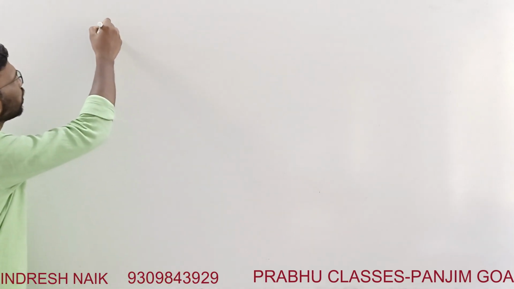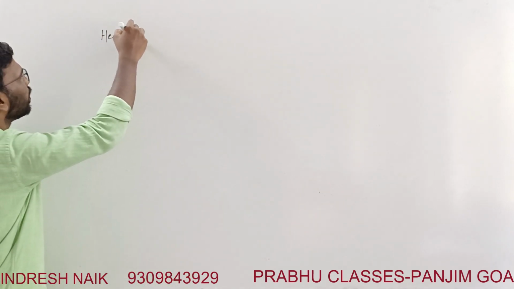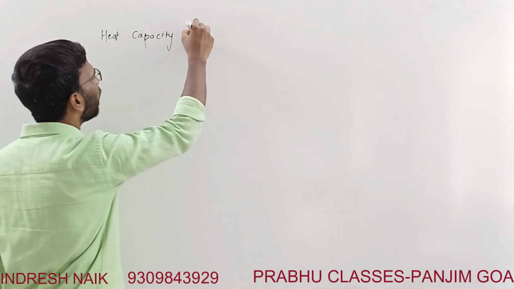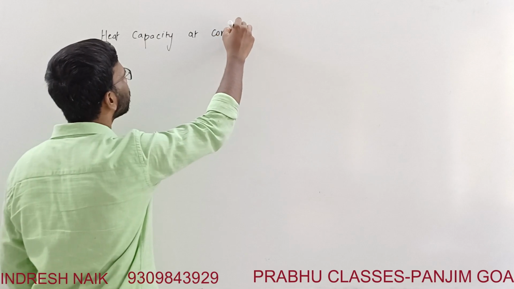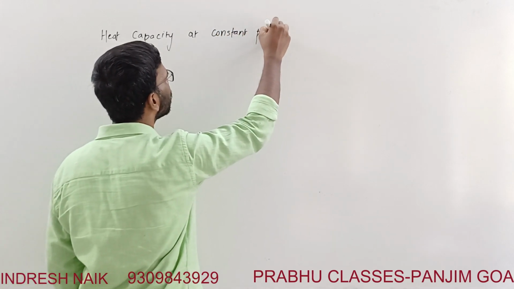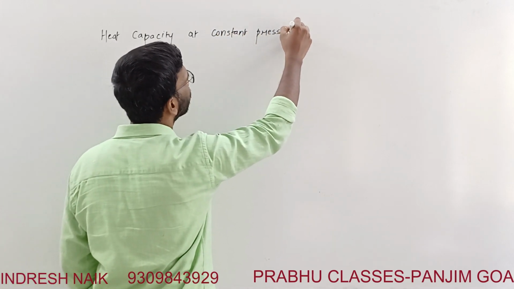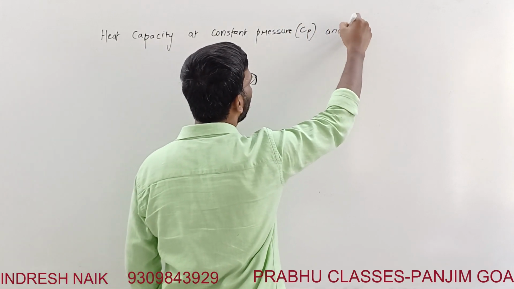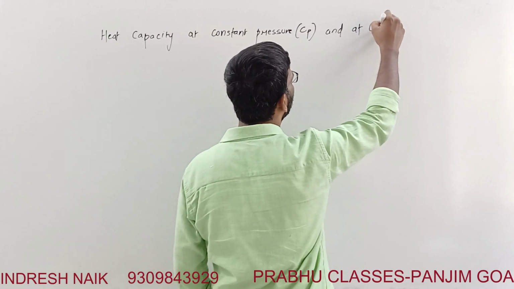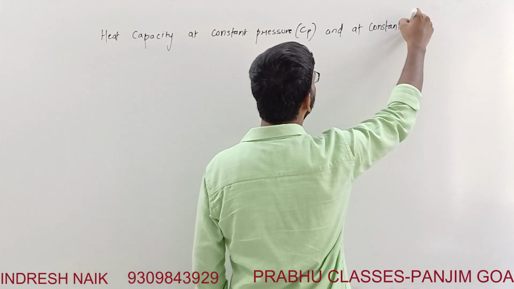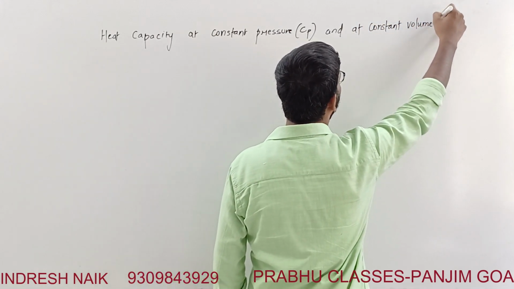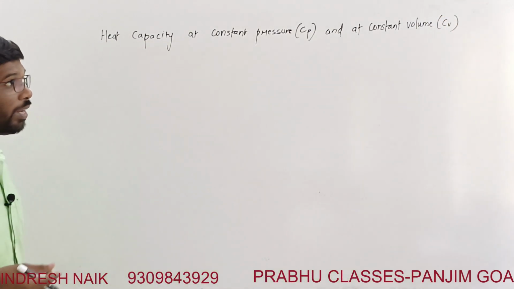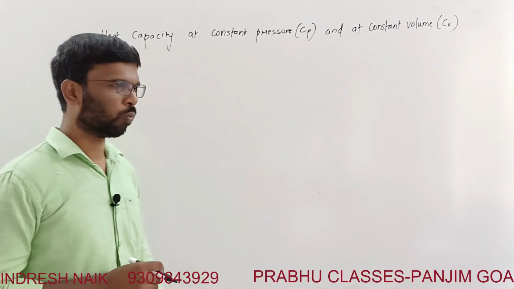So here next is heat capacity at constant pressure, Cp I'll write, and at constant volume, Cv. Heat capacity at a constant pressure and at a constant volume.